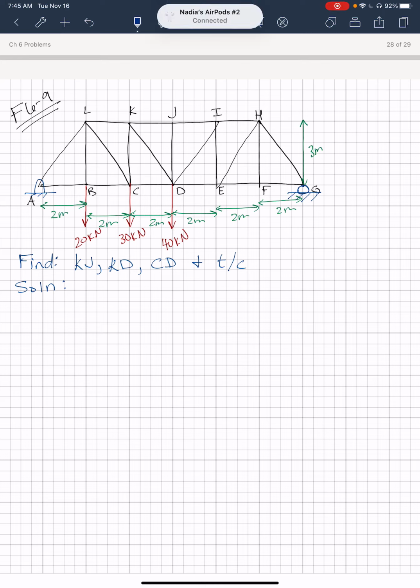This is problem F6-9 from your textbook. In this problem, you're asked to find the forces in members KJ, KD, and CD. So I've written that down in the find here, and I'm going to highlight them. So KJ, KD, and CD.